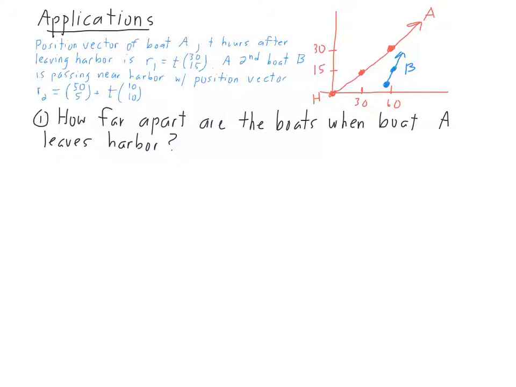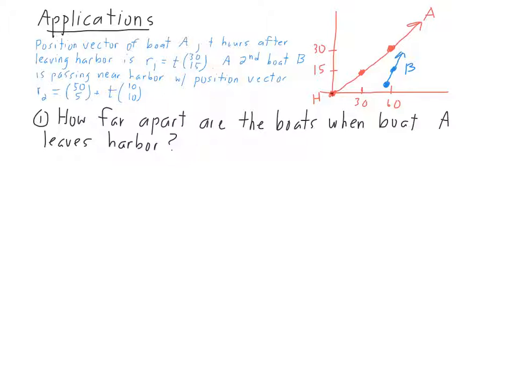All right, let's take a look at some applications of vectors now. So take a moment to copy this down. We're looking at boat A, which has position vector r sub 1 equal to t times the direction vector of 30, 15. You can see we're only given the direction vector there. What's implied is that it's really starting at the origin. So there really is a point of 0, 0 that it's going through.